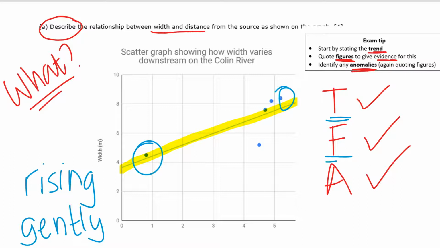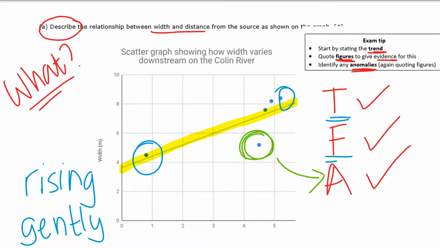Now, what is an anomaly? An anomaly is something that stands out from the trend. This is a point that is not close to the line. It's not close to the other points. This is a point that is very much doing its own thing. Can you spot it? Yeah, I'm sure you did. There it is. There is your anomaly.